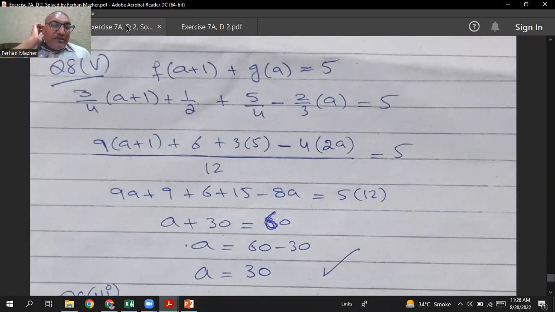So I will take the LCM on this side. The LCM will be 12. So you will have 9 bracket a plus 1 plus 6 plus 3 into 5 minus 4 into 2a, whole thing divided by 12 is equal to 5. So upstairs you will have 9a plus 9 plus 6 plus 15 minus 8a equals 5 into 12. So you will have a plus 30 equals 60. So a will be 60 minus 30, and a will be 30. Question number 8, fifth part.